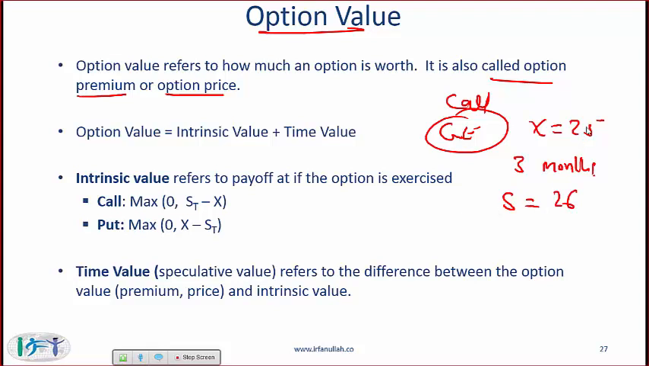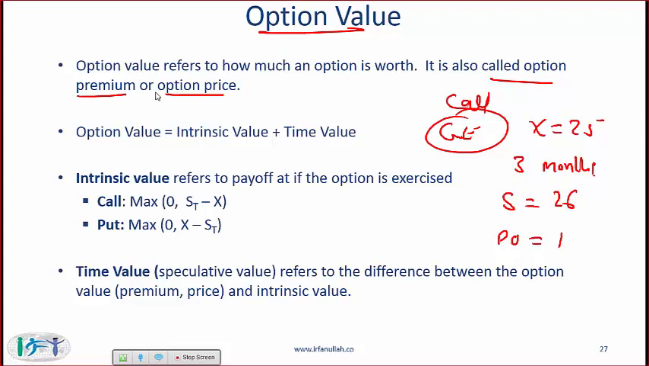If you could exercise today, what would your payoff be? The payoff would be equal to 1. This is a call option, so it would be 26 minus 25. But you believe the stock price will go up, and the market generally believes that the price will go up. So is the option worth 1 or more than 1? It should be worth more than 1. So the question is, in the market, how much are people willing to buy and sell the option for? That is called the option value. That's also called the option premium.